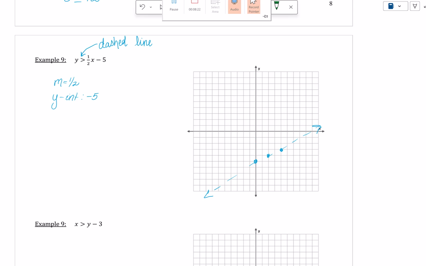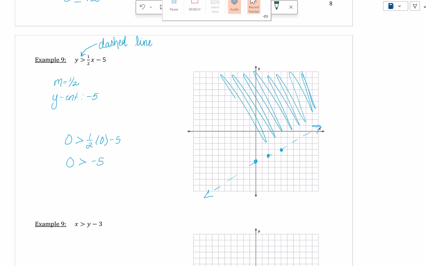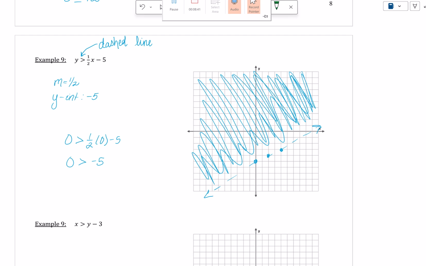Like if you wanted to pick the point 0, 0, I like that one because it's easy. Put in 0 for y and 0 in for x. And you have 0 is greater than negative 5, and that is true. So I could know that too. So either way works still. But if it is in slope-intercept form, then greater than is above, and less than is below.